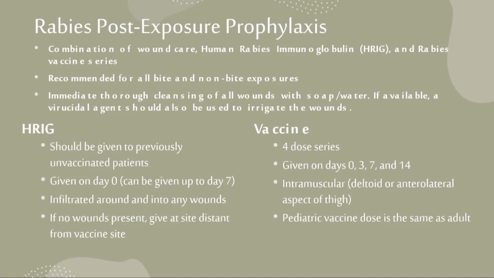Giving the vaccine at the site of the immunoglobulin can actually counterbalance each other, so that you don't have as good of a vaccine response there if you give them at the same site. So the vaccine is a 4-dose series. You're going to give it on days 0, 3, 7, and 14. These are intramuscular injections, and in kids you're going to give it in the deltoid or the thigh. Pediatric vaccine dose is the exact same as the adult dose. So I feel like this was a good review for that.